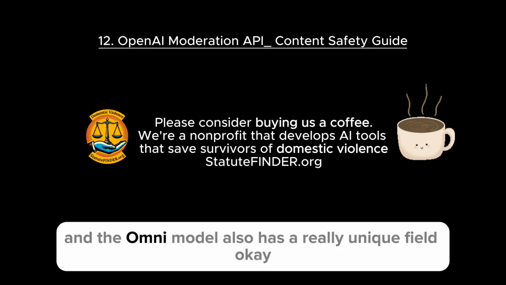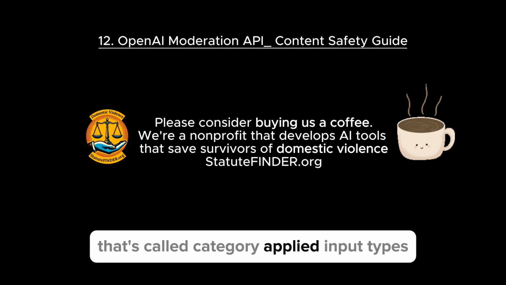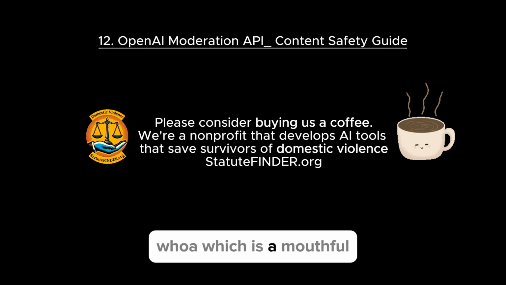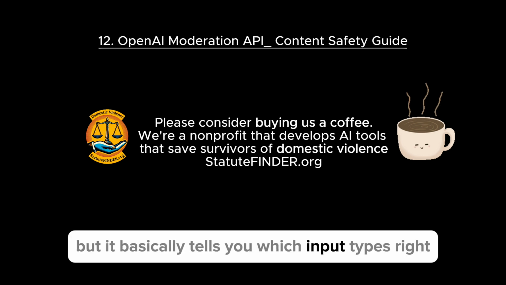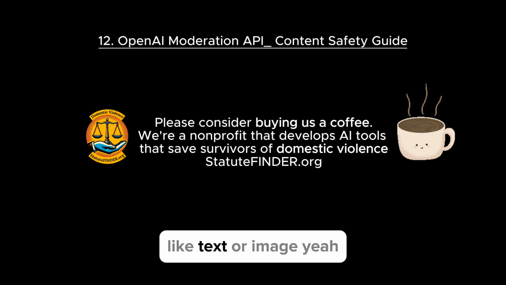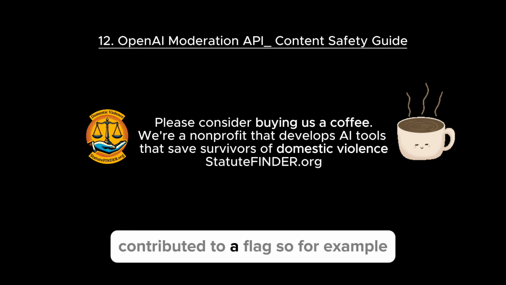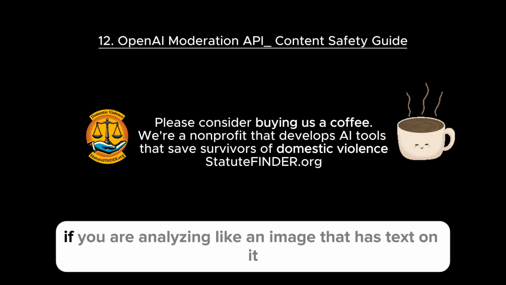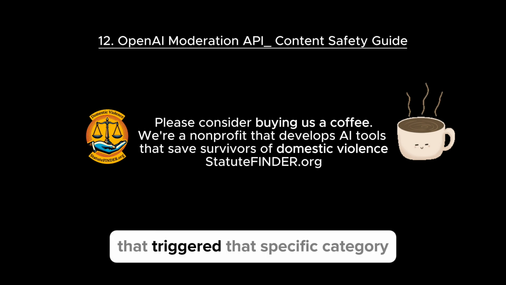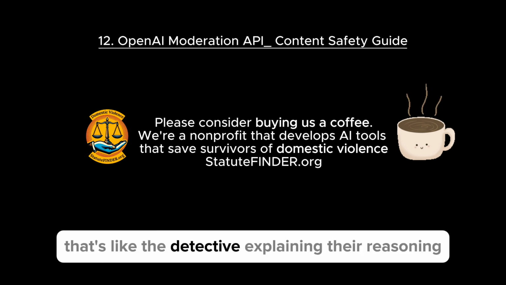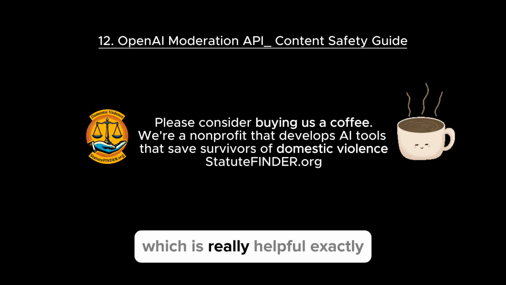And the Omni model also has a really unique field called category applied input types, which is a mouthful, but it basically tells you which input types, like text or image, contributed to a flag. So, for example, if you are analyzing an image that has text on it, it will tell you if it was the image, the text, or both that triggered that specific category. It's like the detective explaining their reasoning, which is really helpful for developers.